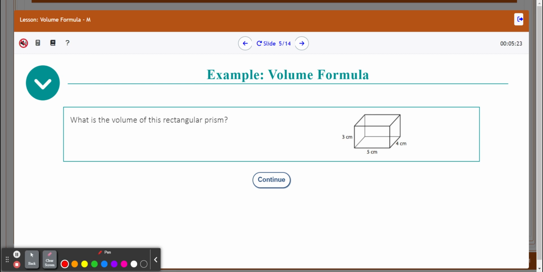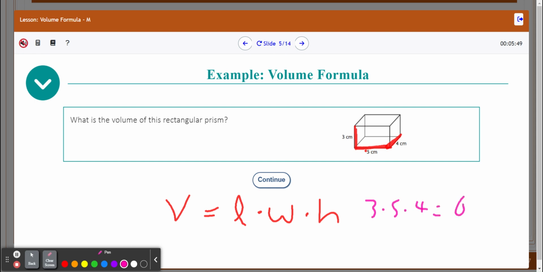So the volume formula is very straightforward, all right? You got your length, which is one edge, times your width, which will be another edge, and times your height, which would be how tall it is. As long as you have three edges, you just multiply them all by each other. In this case, we get 3 times 5 is 15, times 4 gives me 60 centimeters cubed.